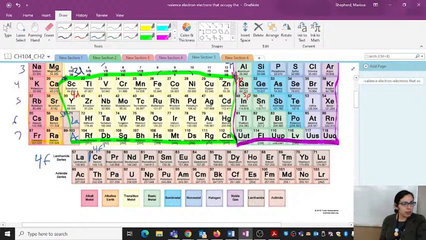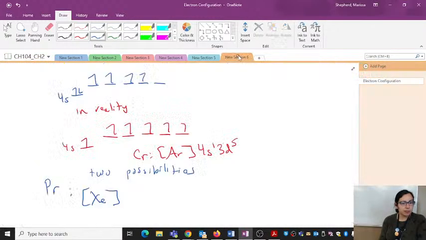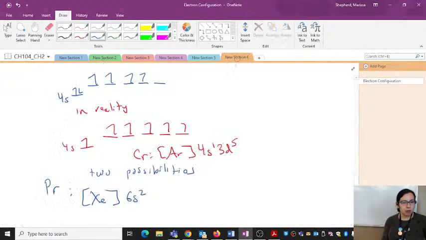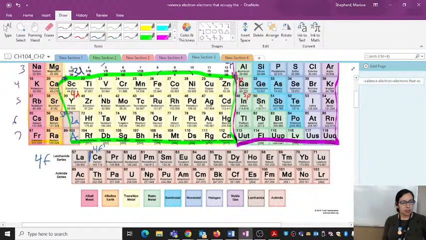And then I would just fill up, so 6s2. Then we can do 1 for our 5d1. And then this would make it 4f1, 2.